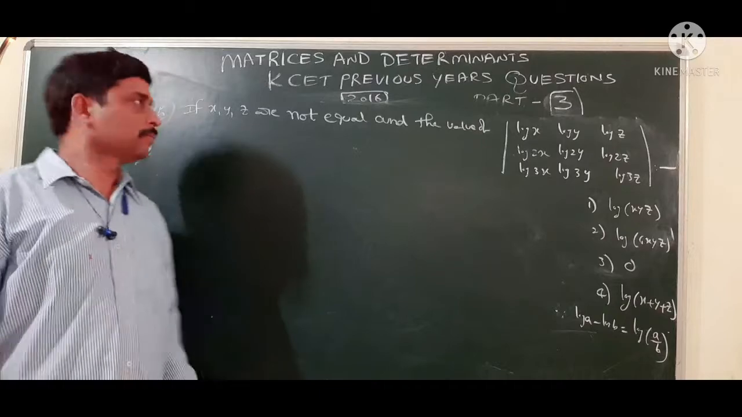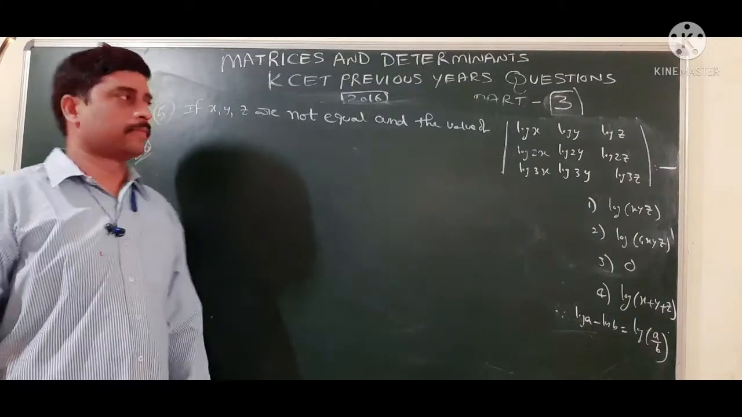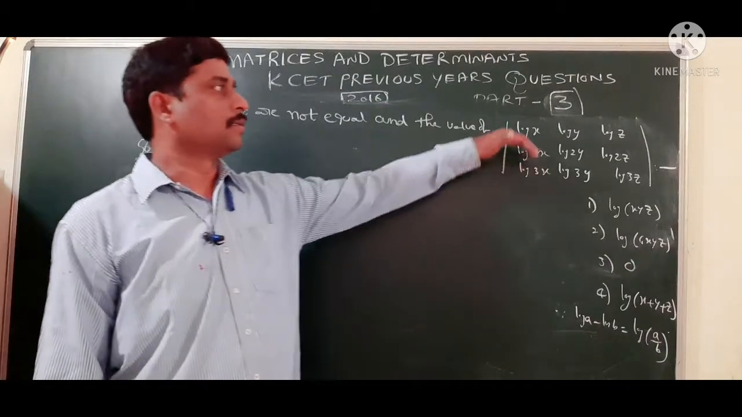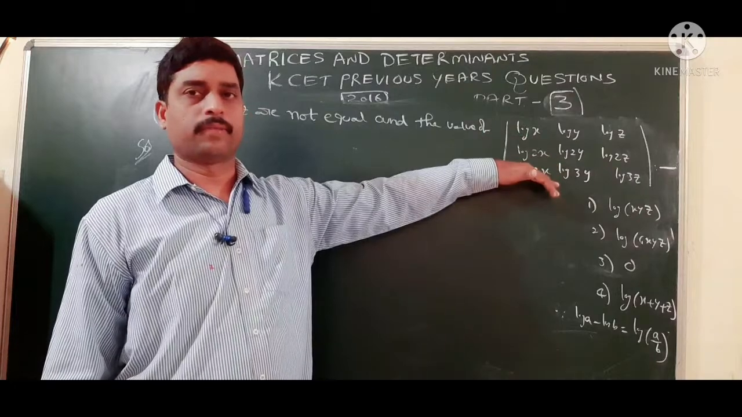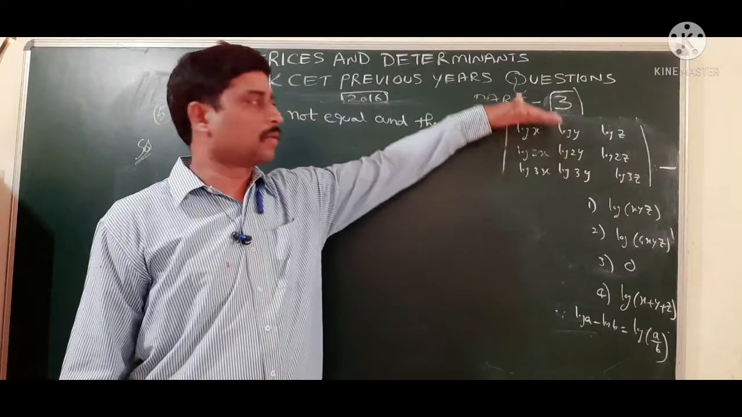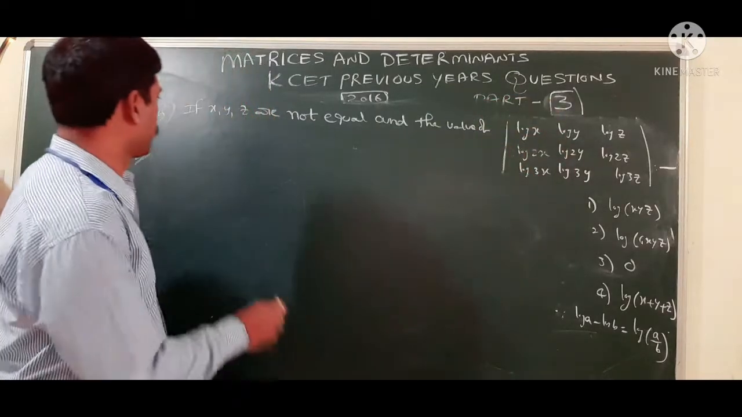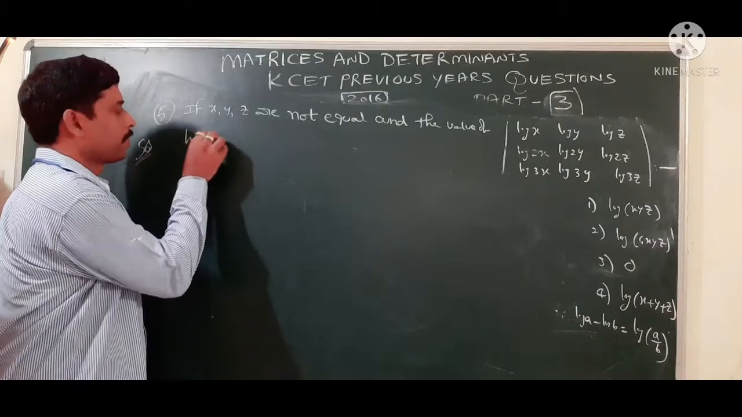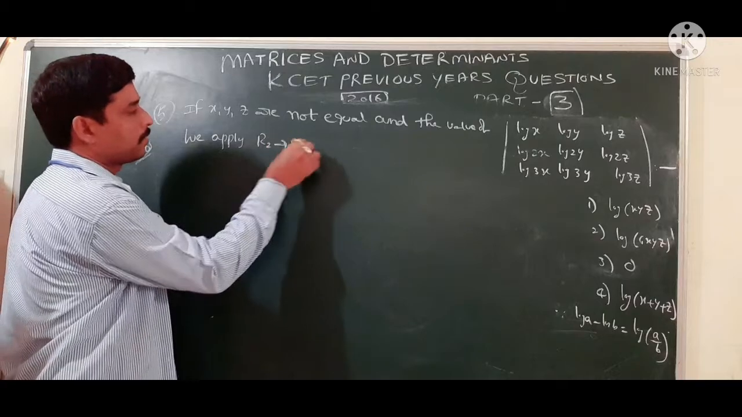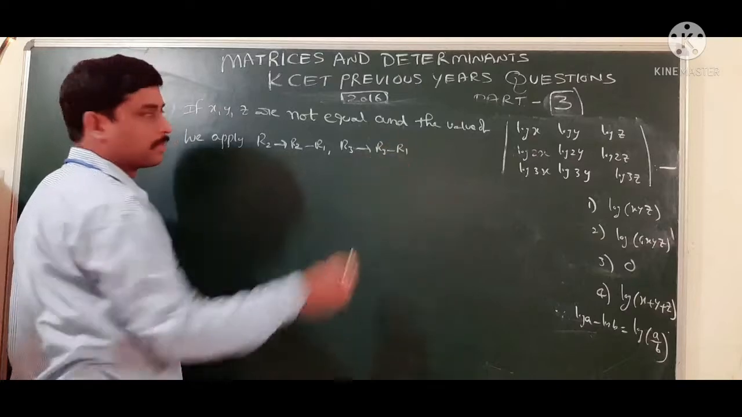Let us go to the next problem. X, Y, Z are not equal, then the value of the det. This kind of problem we solve by using elementary operations. R1, R2, R3 are given, 3 rows and 3 columns, so this is a 3 by 3 determinant. We apply R2 replaced by R2 minus R1 and R3 replaced by R3 minus R1.